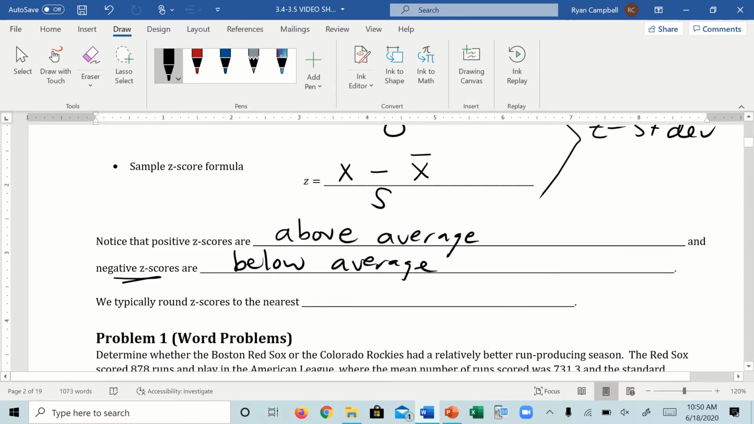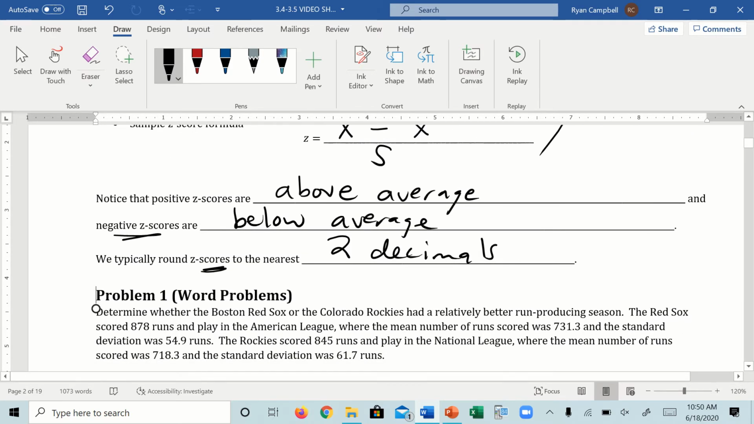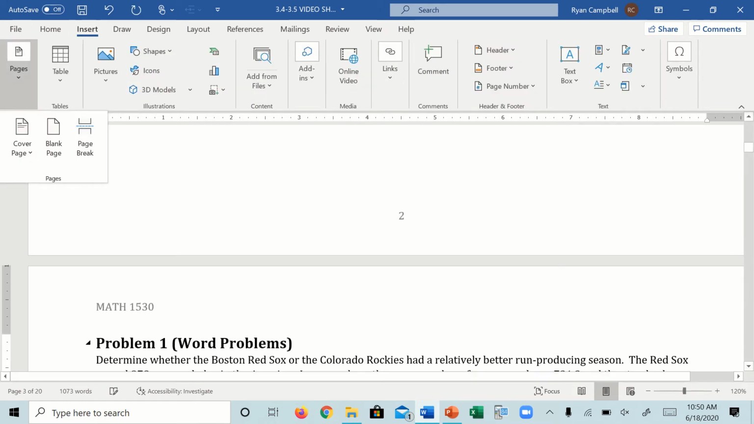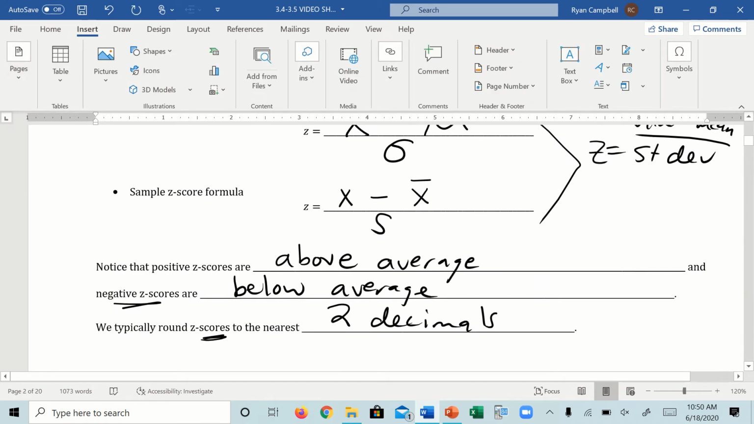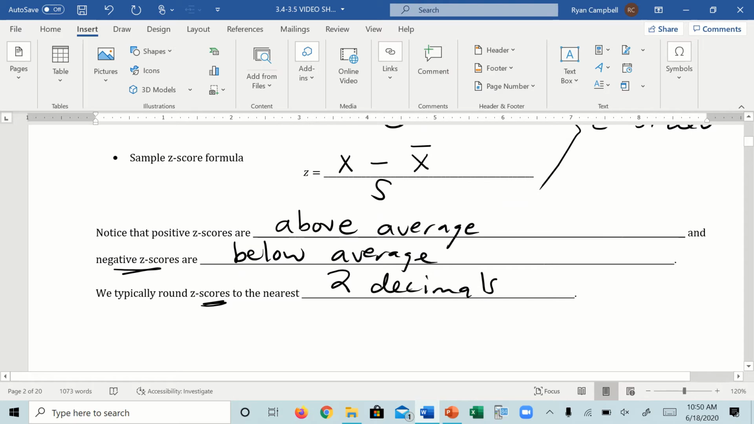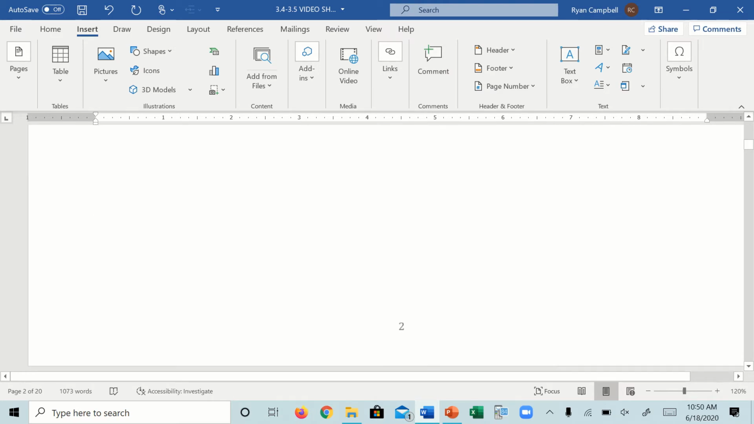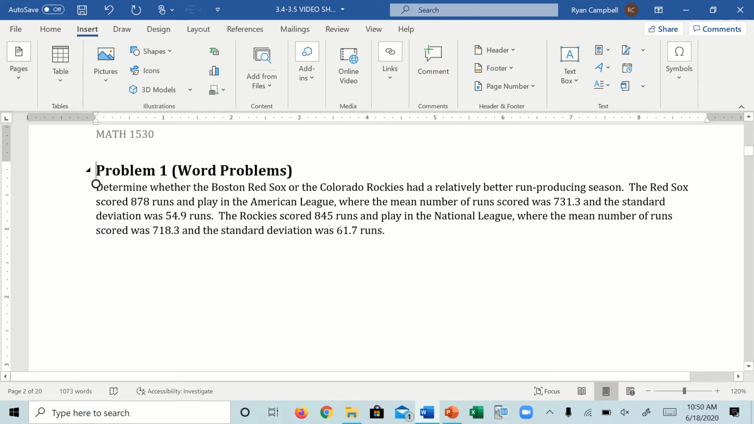And typically what we want to do with the z-scores, we want to round to the nearest 2 decimals. There's a couple of cases where it's 3, but if you put 2, you should be fine for the most part. So we round z-scores to 2 decimals. Kind of like GPAs. All right, let's do our first example. So problem number 1 on our word problem handout.